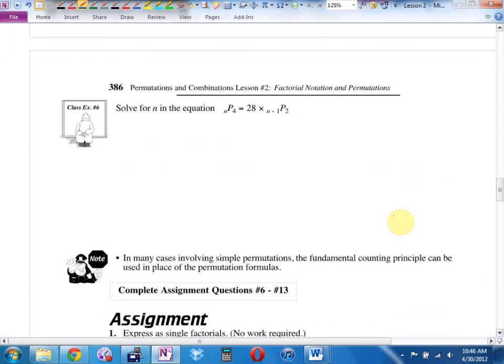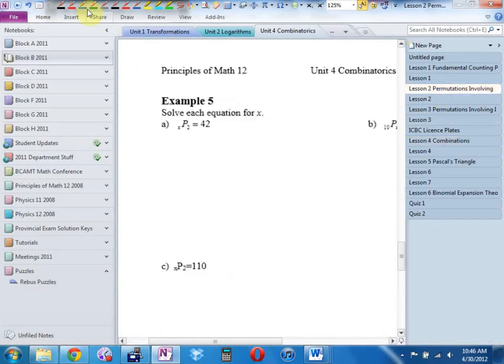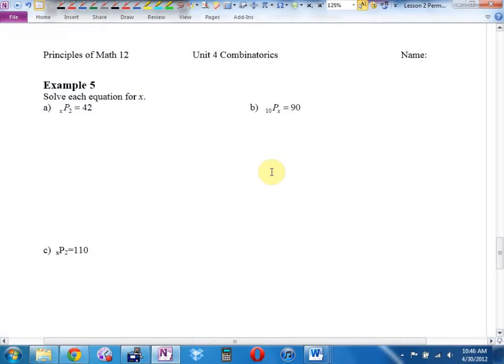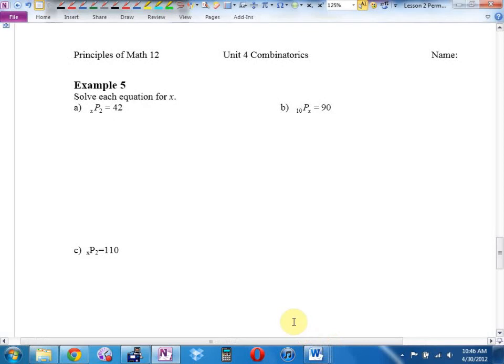Okay. Back to our notes here. The other thing I'll give you on your test is some kind of algebraic combinatorics equation like this one. A says solve each equation for x. xP2 equals 42.